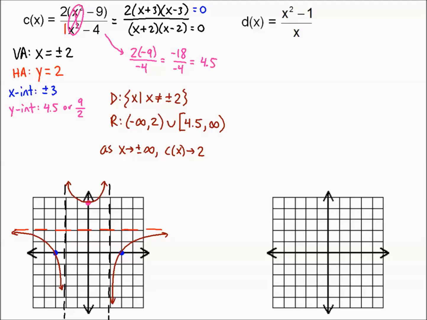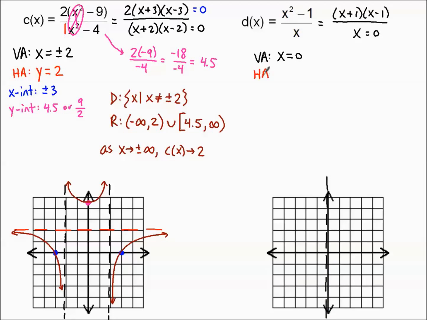Our final example in this tutorial is d of x. I see that I might want to factor again, so this numerator I'm going to factor is the difference of 2 squares, x minus 1 and x plus 1. And divide that by x. Okay, so let's find our vertical asymptote. Vertical asymptote is x equals 0. Not very difficult to find that. Dash that in.